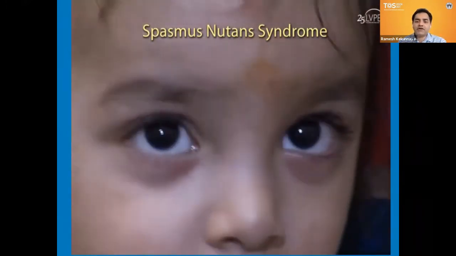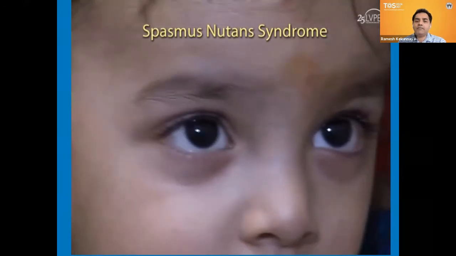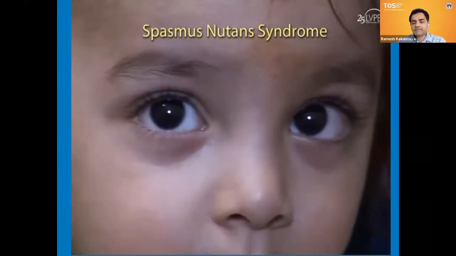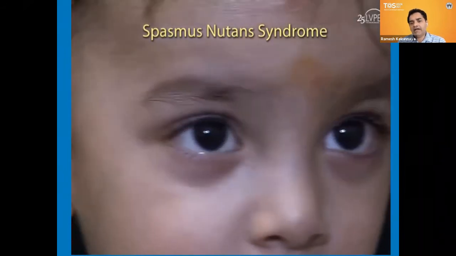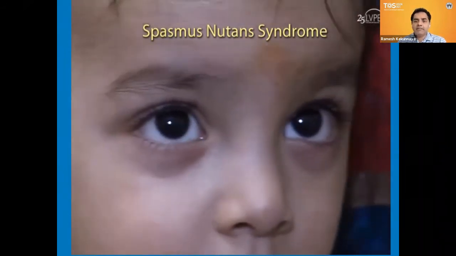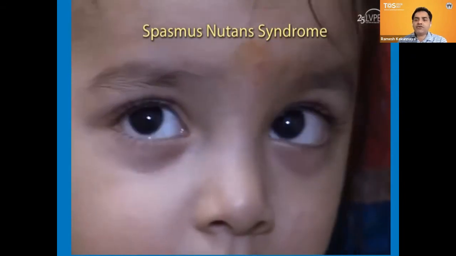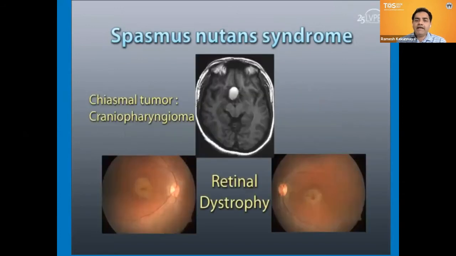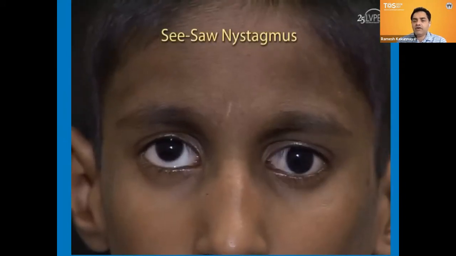This is spasmus nutans with the triad of abnormal head posture, head tilt, and head nodding, as well as nystagmus here. It is typical of that, usually associated with glioma. It's better to image, but there are benign lesions also, and it can also happen in cases of retinal dystrophy. Even vertical nystagmus can happen in retinal dystrophy.